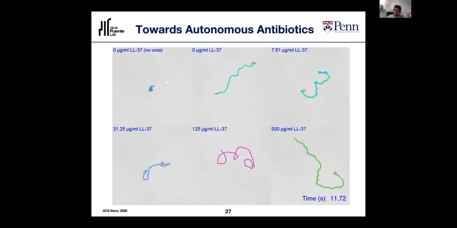So anyway, I thought I would share this. It just opens maybe new ways of thinking about how to deliver drugs to the site of infection, thinking about personalized medicine and so on.